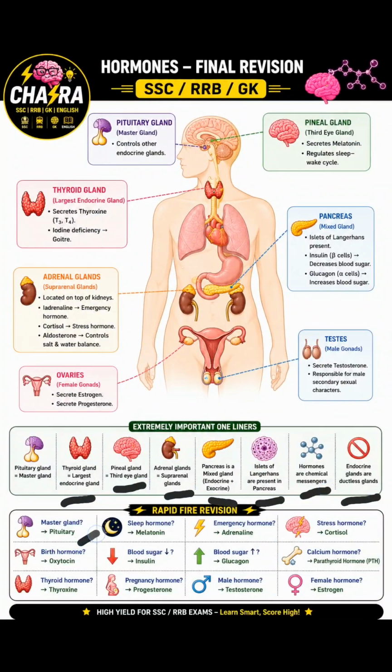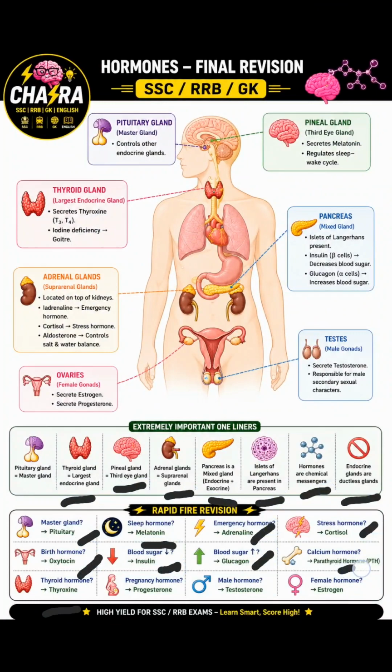Now, if you see master gland, pituitary, why is it called the master gland? Because it controls other glands. Birth hormone, oxytocin, means during the time of birth, this oxytocin hormone enables contraction of the uterus. Only after the contraction of the uterus, the baby comes out. So it is called birth hormone, oxytocin. Then thyroid hormone, thyroxine. In the name itself, you can see thyroxine is released by the thyroid gland. Sleep hormone, melatonin. Blood sugar decreased by insulin, increased by glucagon. Emergency hormone, adrenaline. Stress hormone, cortisol.